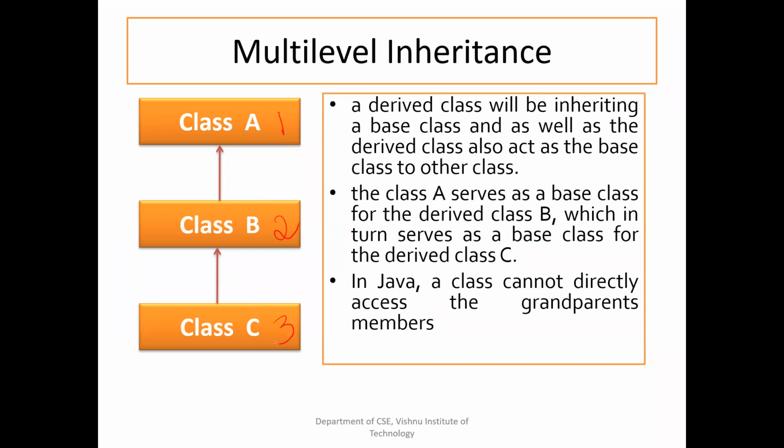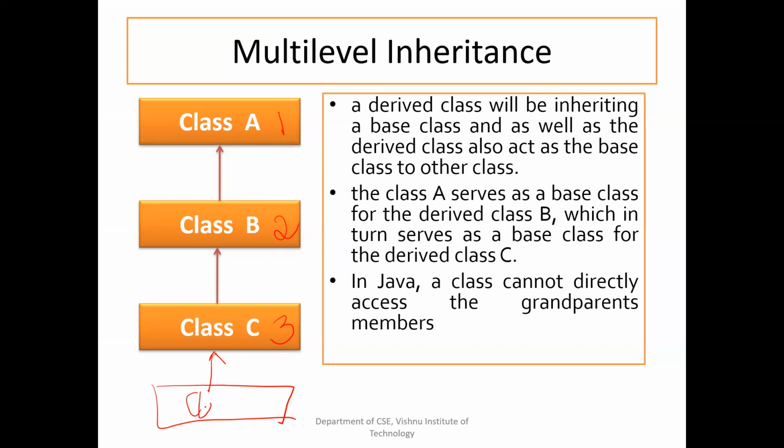And coming to class C, it is the child of class B. Class B is the parent of class C. We cannot say class A is the parent of class C. It's not the direct parent. The direct parent is B. Even though the inherited properties of B will be inherited by C, A is called the grandparent of C. This can be extended up to any length.